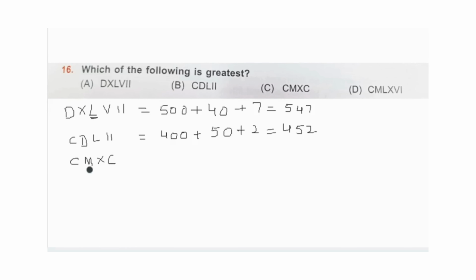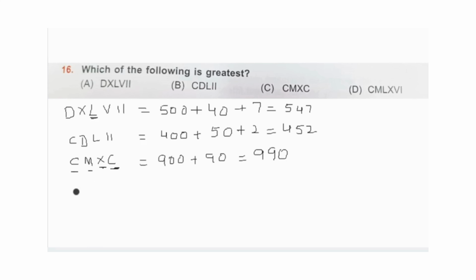Now let's go to the next Roman number, which is going to be C M X C. So we know that M is 1000 and C is 100. But since C is before M, we need to subtract 100 from 1000, which is going to be 900. Plus C is 100 and 10 is before C, which means we need to subtract 10 out of 100, which is going to be 90. So the value is going to be 990.